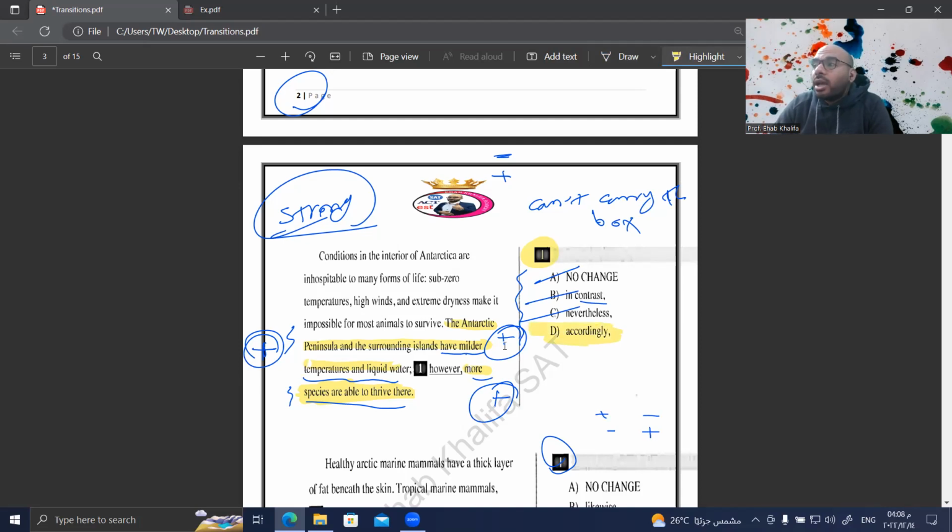Accordingly indicates cause and effect. I want to make sure that it is cause and effect.